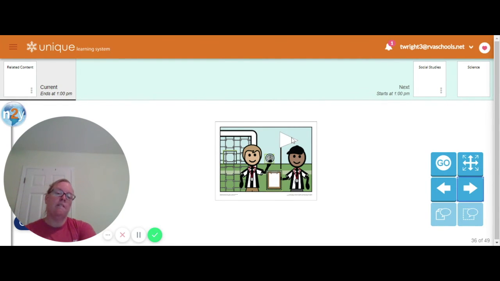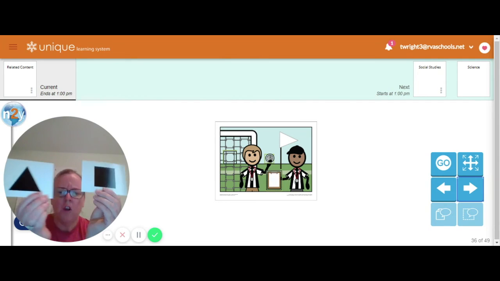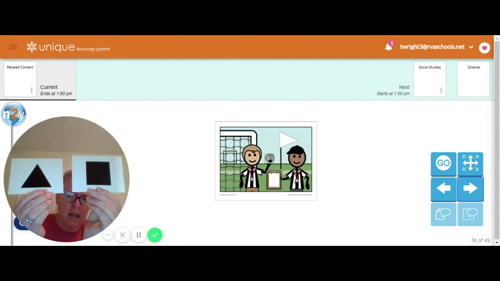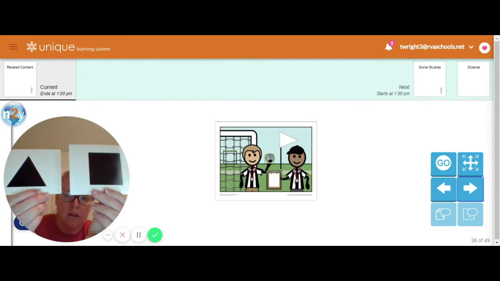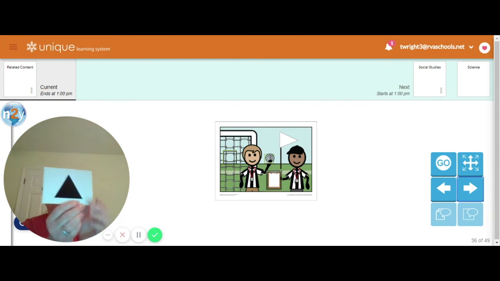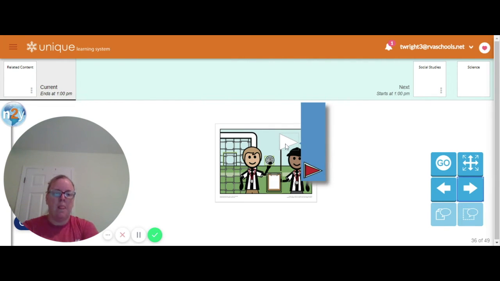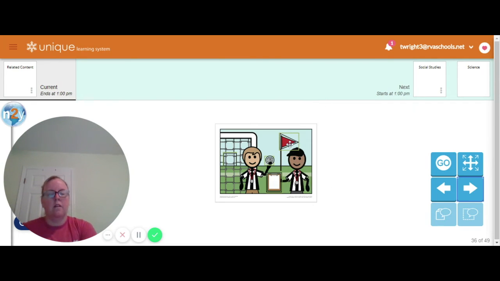And this right here has 1, 2, 3 sides. Which shape has 3 sides? Point to it. If you pointed to the triangle, you are correct. So this is a triangle right here. For the flag, let's move it over. Awesome job.